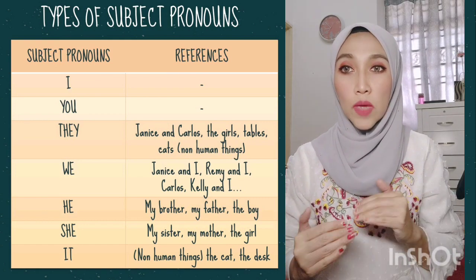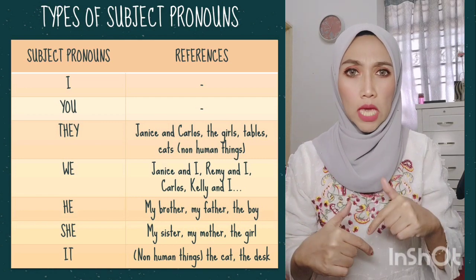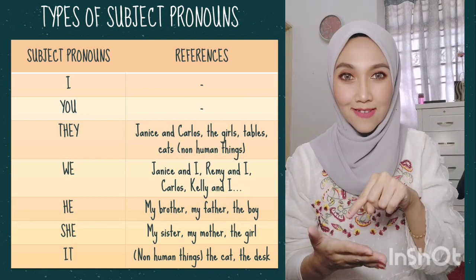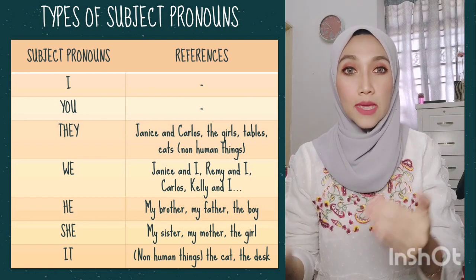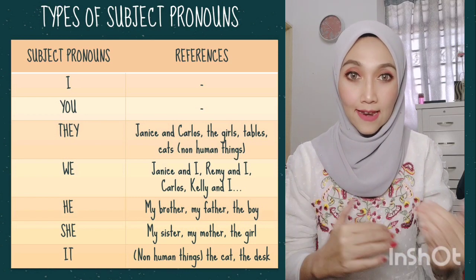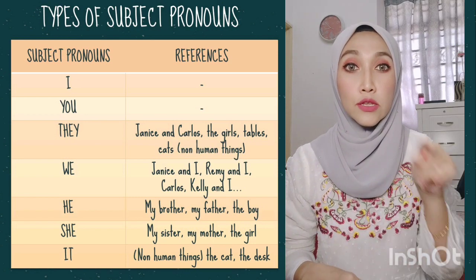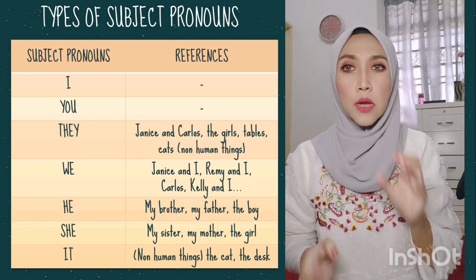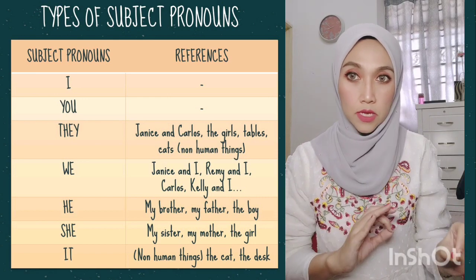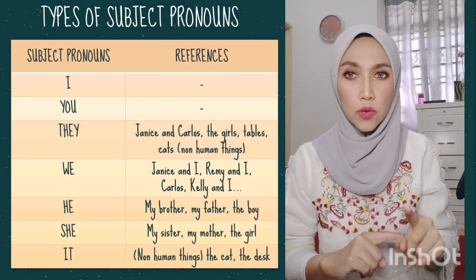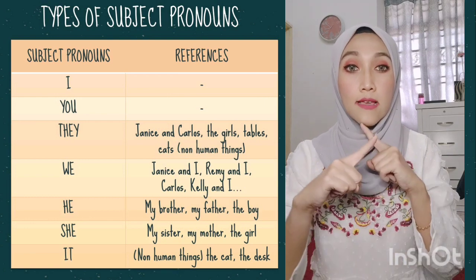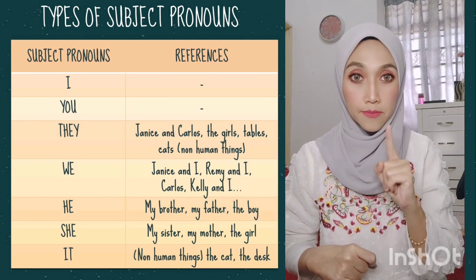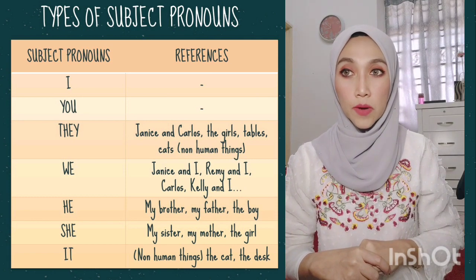Okay, we: Janice and I, we included you. When you use we, it means you are in the story. Janice and I, Remy and I, Carlos, Kelly and I. See, all included you, I mean ourselves. Please remember to put I at the end of the subjects, meaning Janice and I, Remy and I. You never say I and Remy, or I and Janice. That is wrong. Please never make that mistake.